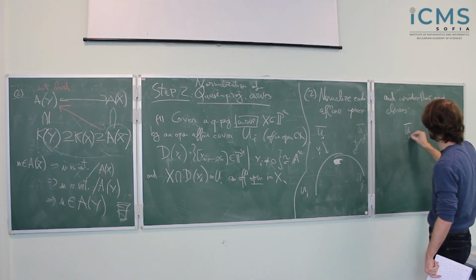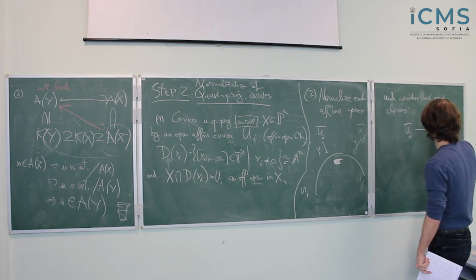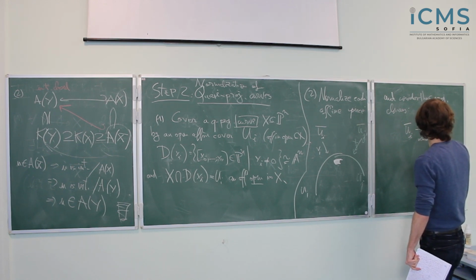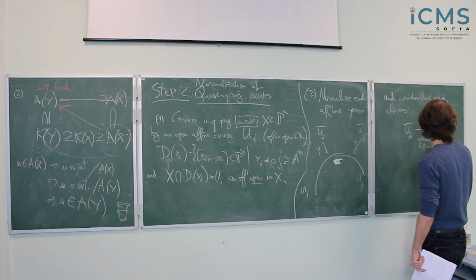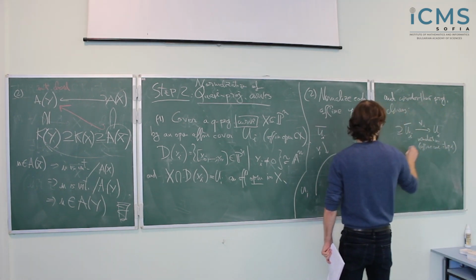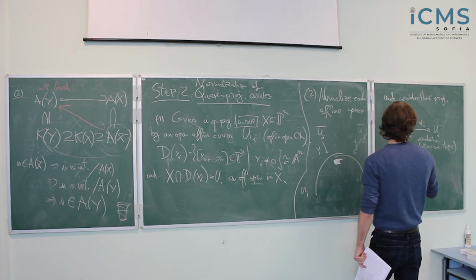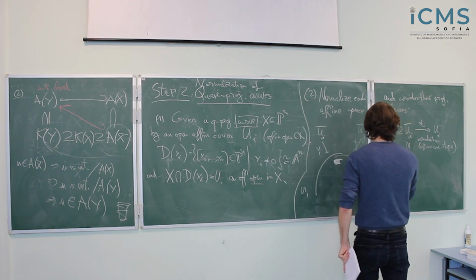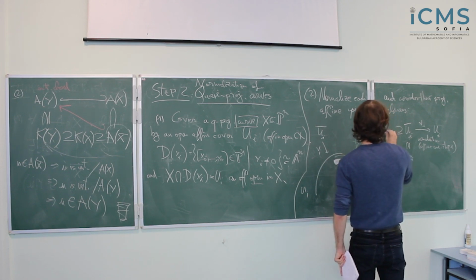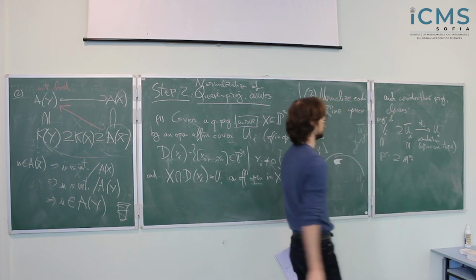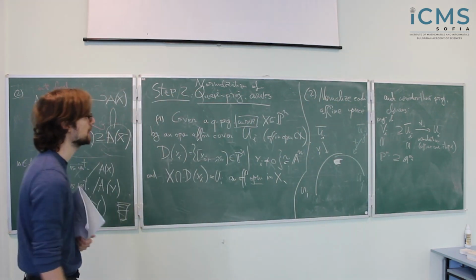Okay, so we have UI. This is the normalization. This is the affine case. Okay, this is step one. And we also want, so we know that this is inside some affine space, which can be embedded in a projective space P^N, and we consider its projective closure VI. So this is the projective closure here.